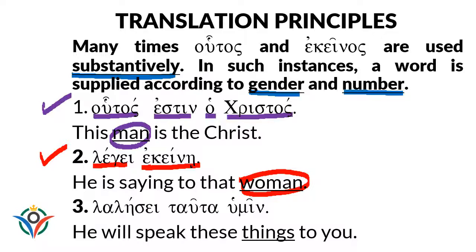because it's functioning substantively. And then the final example, we have lalesei tauta humin, and we translate this as he will speak these things to you. All right, so we there use the English word things because tauta has a neuter gender and it's also plural. Right, so this is quite common in the Greek New Testament where these demonstrative pronouns function as substantives.